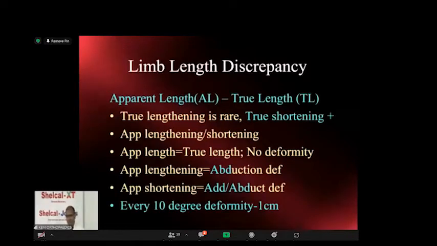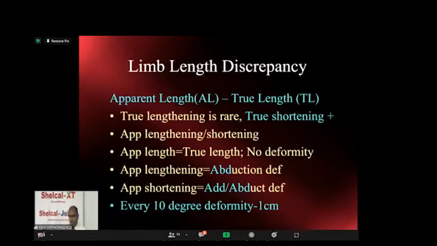So most of the time it is true shortening which is there. You will measure and find that there is a true shortening, and there is apparent lengthening and apparent shortening. So these are the three measurements which you have to play around. If your apparent length is equal to true length, that means there is no deformity, no coronal plane deformity, no abduction or adduction deformity.